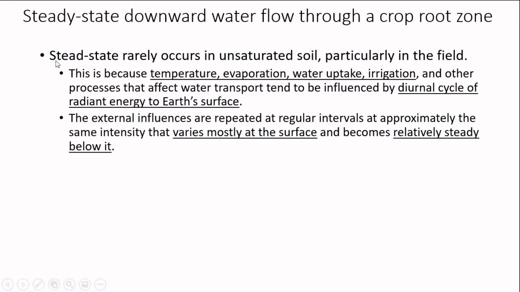Because of this, we rarely get a steady state at the soil surface. Because the soil surface is mainly unsaturated soil, unsaturated soil is rarely at steady state in this regard. The external influences are repeated at a regular interval at approximately the same intensity, and vary mostly at the surface and become relatively steady below it. For example, the temperature due to sunlight changes on a daily basis. It varies mostly at the surface, but as we go deeper into the soil, the temperature remains relatively constant over time. The same goes for the soil water content as well.